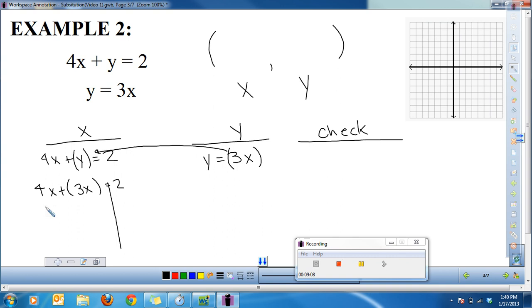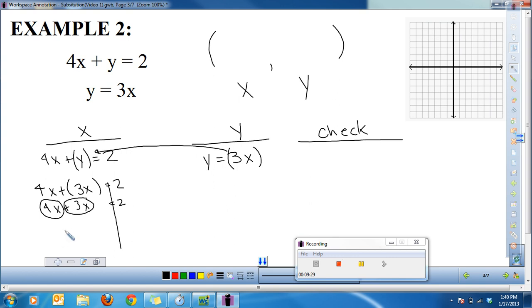So now I'm going to go ahead and simplify. I have 4x plus parentheses 3x. Now there's no multiplication here, it's just plus 3x. So I'm going to drop the parentheses. 4x plus 3x equals 2. Remember, you should always ask yourself, can I simplify anything? And I see over here I have like terms. I have a 4x and a 3x.